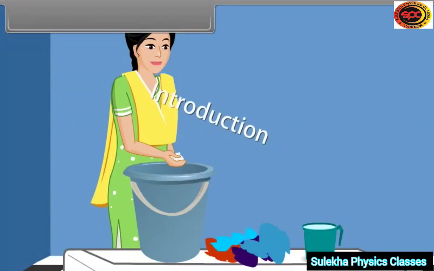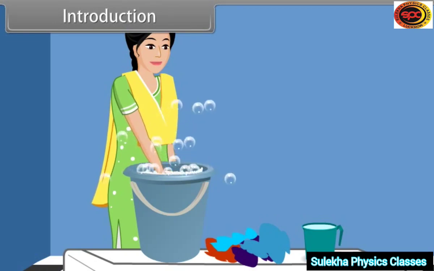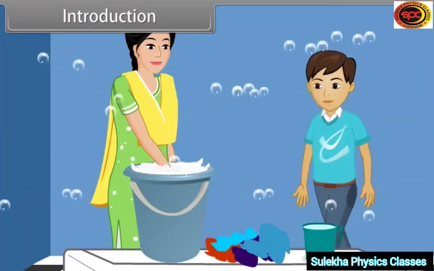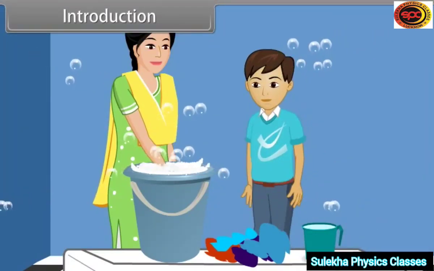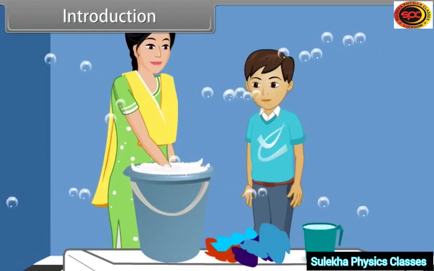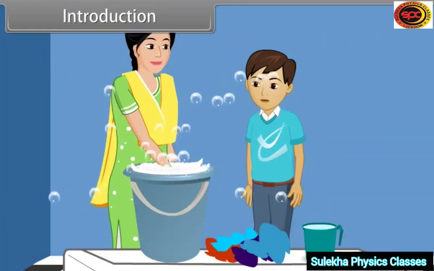Introduction. Ravi's mother is pouring detergent powder into the water bucket and starts shaking it well by hand. Due to this, a lot of soap bubbles are produced and are coming out of the bucket. Ravi, watching this curiously, asked his mother why soap bubbles are stable while water bubbles are not.